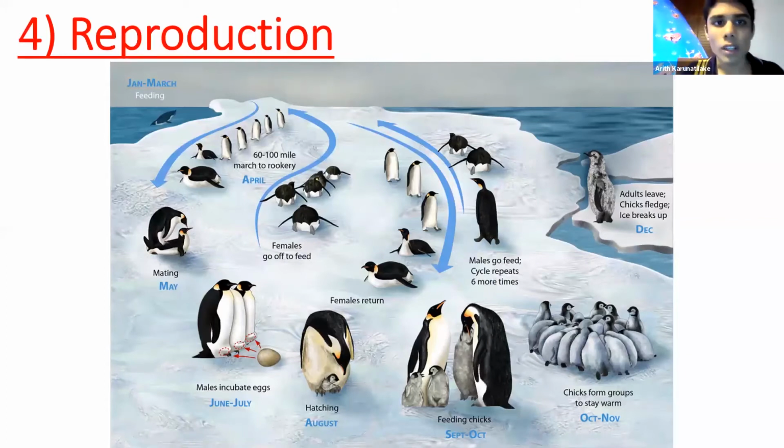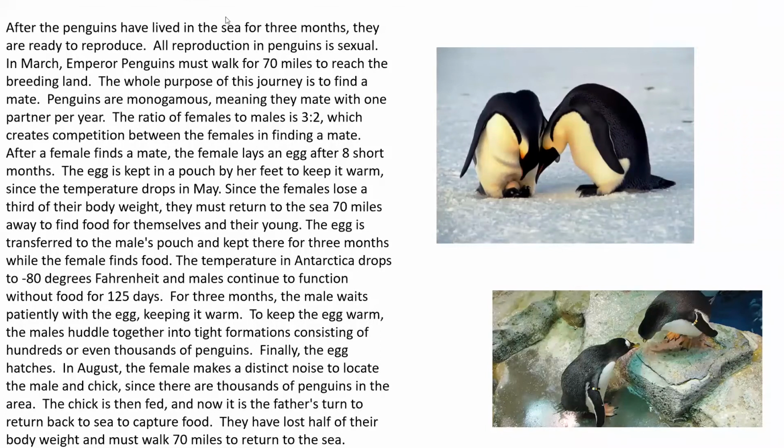Next we will be talking about reproduction. After the penguins have lived around 3 months, they are ready to reproduce. Reproduction in penguins is sexual. In March, emperor penguins must walk for 70 miles to reach the breeding land. The whole purpose of this journey is to find a mate. Penguins are monogamous, meaning they mate with one partner per year. The ratio of females to males is 3 to 2, which creates a competition between the females in finding a mate.